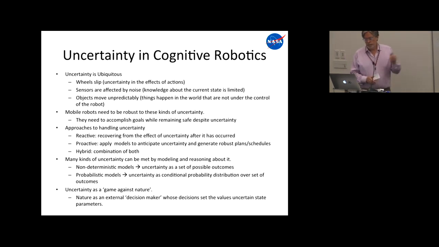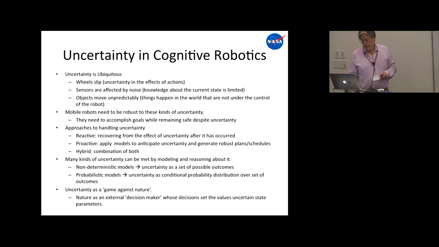So Luca and Brian talked about sensing and uncertainty in the world, but in general, uncertainty is ubiquitous. Uncertainty is everywhere. I've classified three kinds of uncertainty. Robot wheels slip, so that's uncertainty in the effects of actions. Sensors are affected by noise, which we saw in the earlier talk. Knowledge about the current state of the world is uncertain. And objects in the world move unpredictably. So a lot of exogenous events. Things happen in the world that are not under the control of the robot. So those are three kinds of uncertainty that exist in the world.